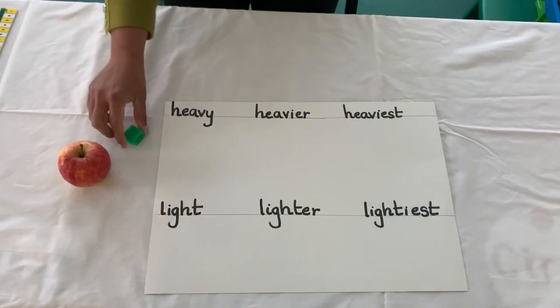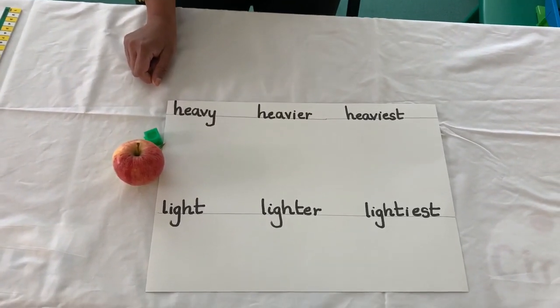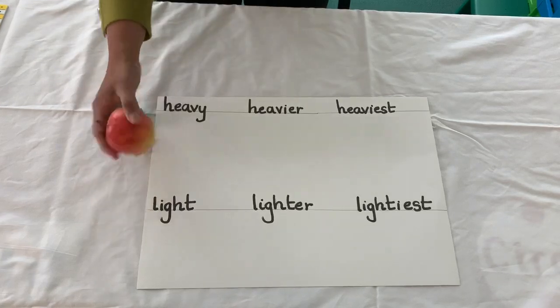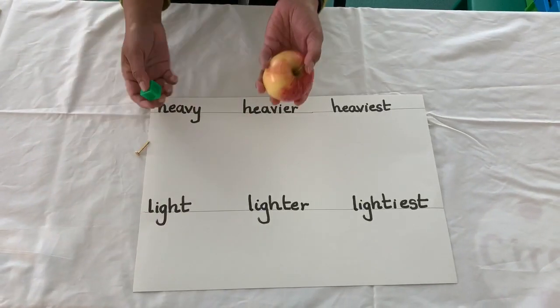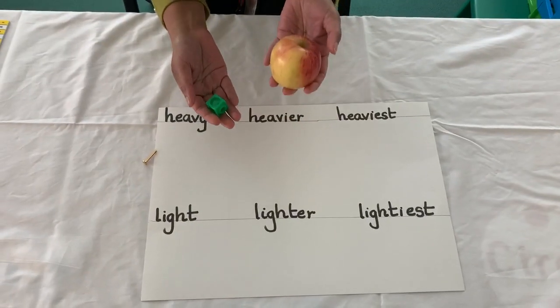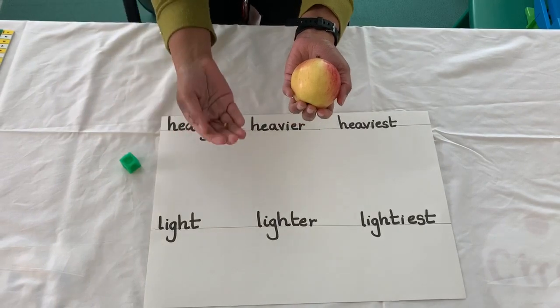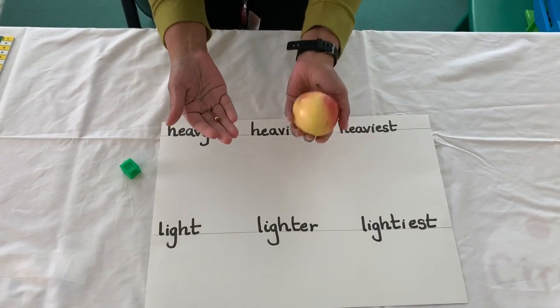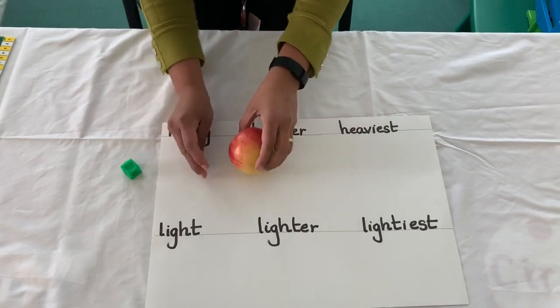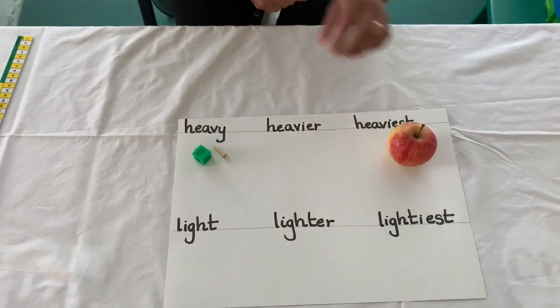Now if I look at these three, if I had to sort these three out, which one would be the heaviest? So looking at it, I'm going to think, is the multilink cube heavier than the apple? It's not. I feel like the apple is heavier than the multilink cube. What about the split pin? The apple is still heavier than the split pin. So out of all these three, I find the apple as the heaviest. So I'm going to put apple there.